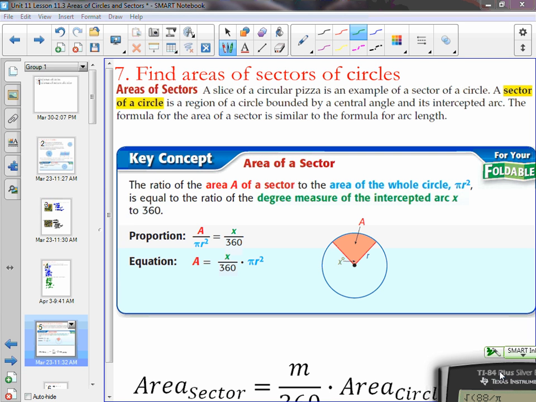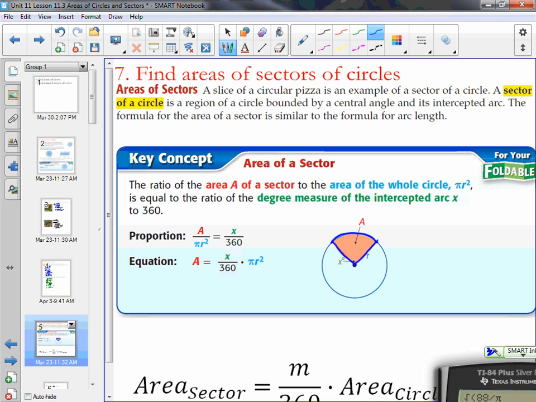So a sector of a circle is a region of a circle bounded by a central angle and its intercepted arc. So if you look at the picture here, here are the sides of the central angle. When it says bounded by, it means they're telling you what the boundaries are. So the boundaries of the sector are the sides of the central angle and the arc intercepted by that central angle. Those are the boundaries. So the region enclosed by those two segments and then that arc, that's the sector.